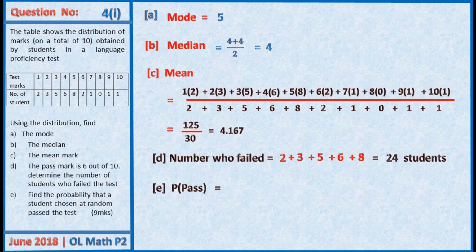Then E, the probability that a student chosen at random will pass the test. To pass the test, you must score 6 on 10, that's 2 students, or 7 or 8 or 9 or 10 on 10. For the total number of students, you have 2 plus 1 plus 0 plus 1 plus 1 on the total of 30 students. So that gives us the probability to be 5 on 30, which is 1 on 6.